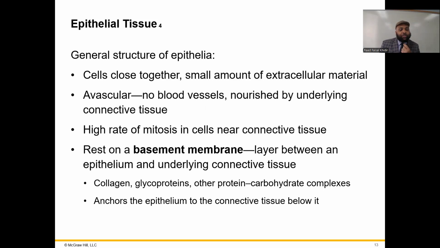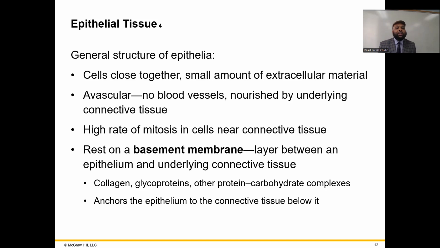So, the general structure of the epithelium. The cells are close together, with a small amount of extracellular material. They are avascular, meaning there are no blood vessels, and they are nourished by the underlying connective tissue. There is a high rate of mitosis in the cells near the connective tissue.